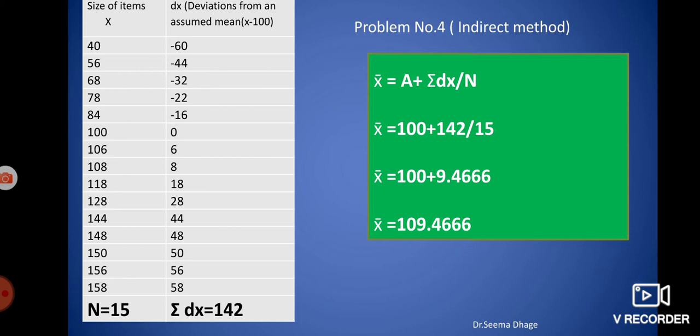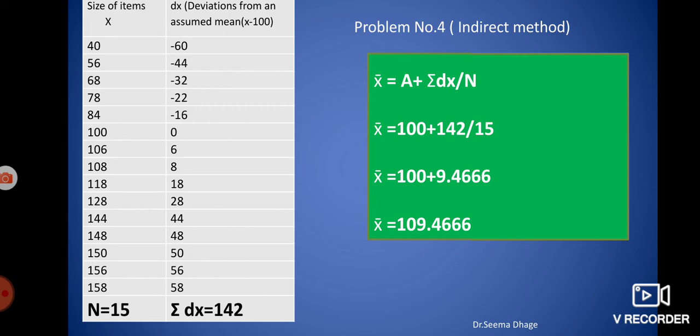Again, a question arises: when to use direct or indirect method? So it depends on your data. If the number of observations in the data is more or figures are large, it is difficult to compute the arithmetic mean by direct method. Hence, you can use indirect method. So in order to save time in calculating the mean from a data set containing a large number of observations as well as large numerical figures, you can use indirect method.